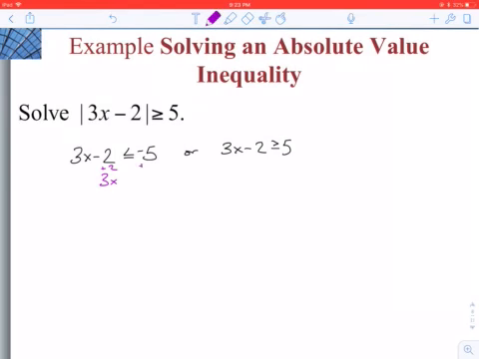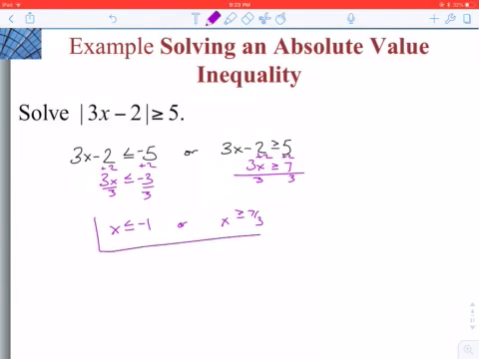So we add 2. 3x is less than or equal to negative 3. We're dividing by a positive 3, so x is less than or equal to negative 1. Add 2. And divide by 3. x is greater than or equal to 7/3. This is how we solve it.